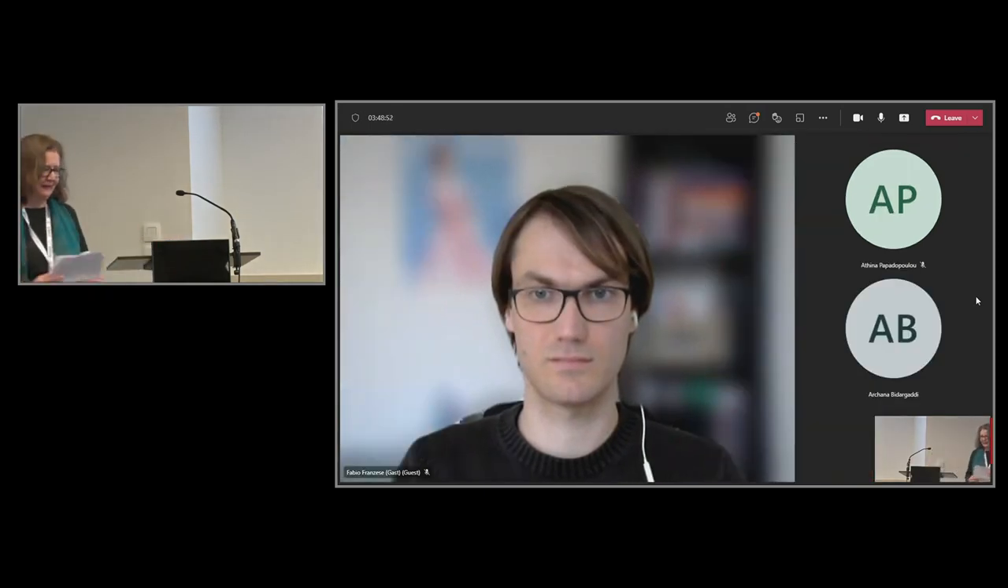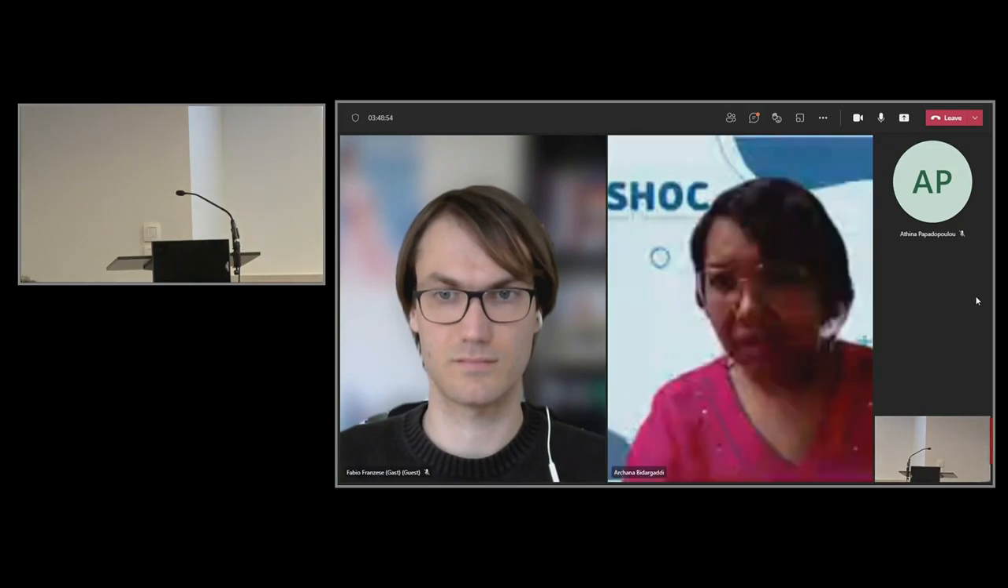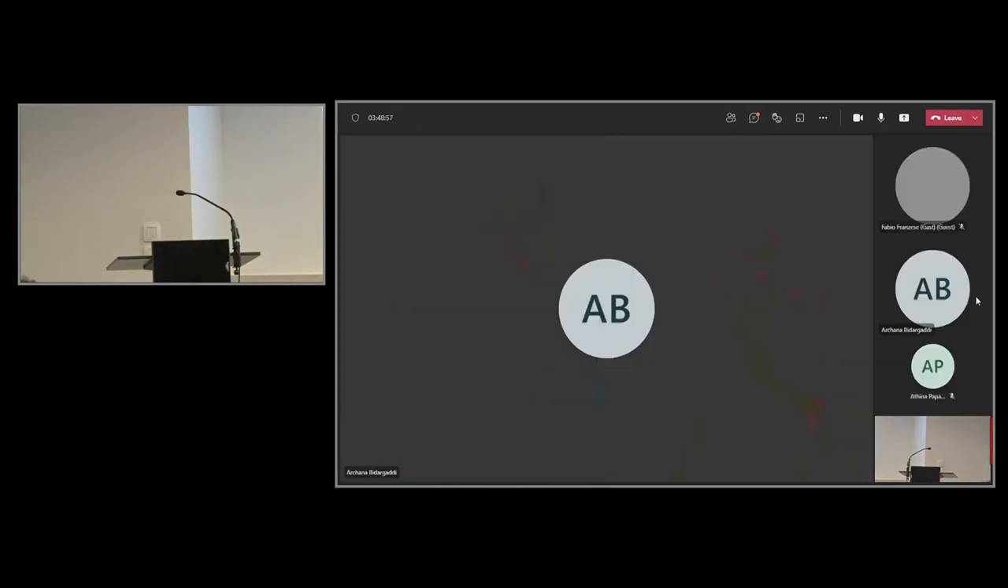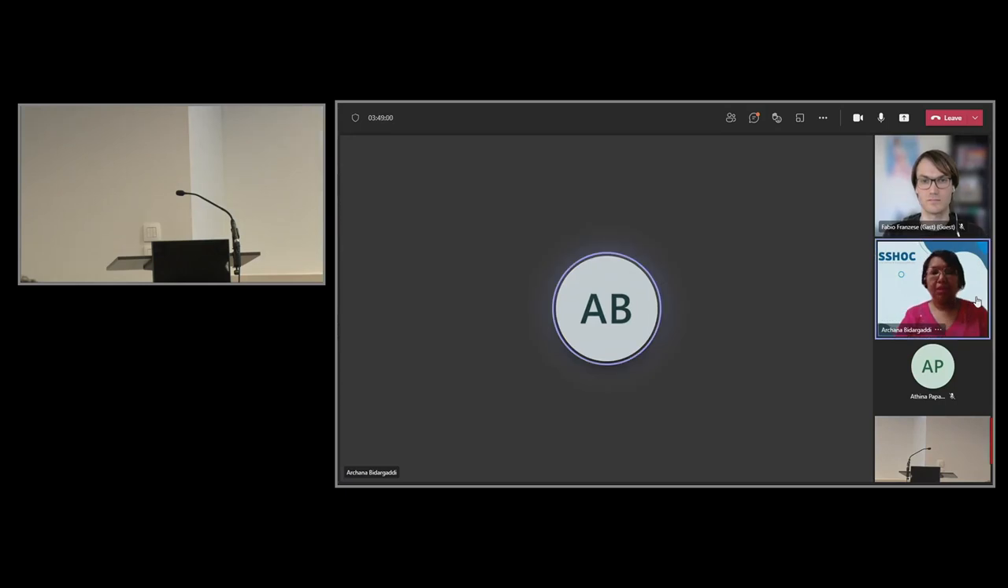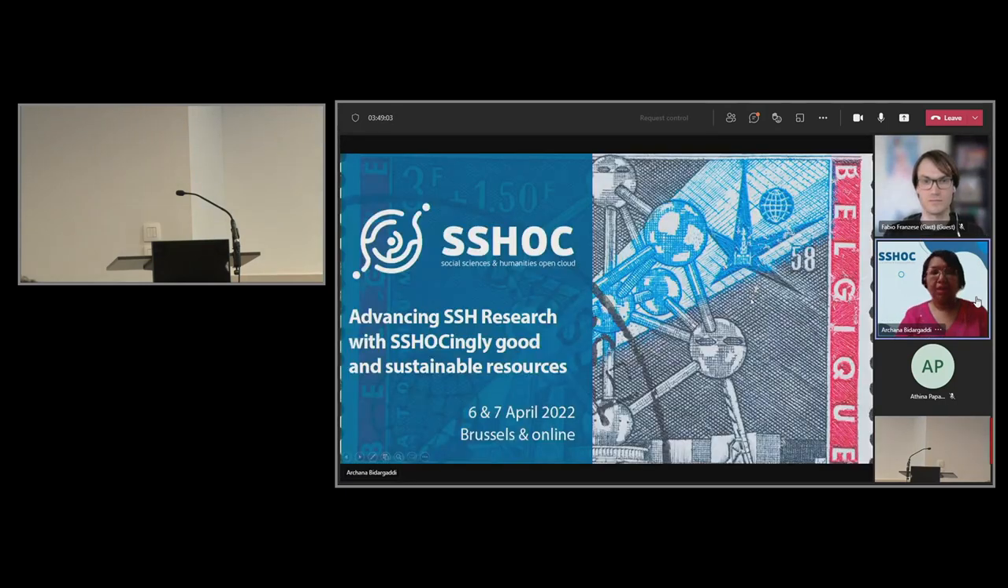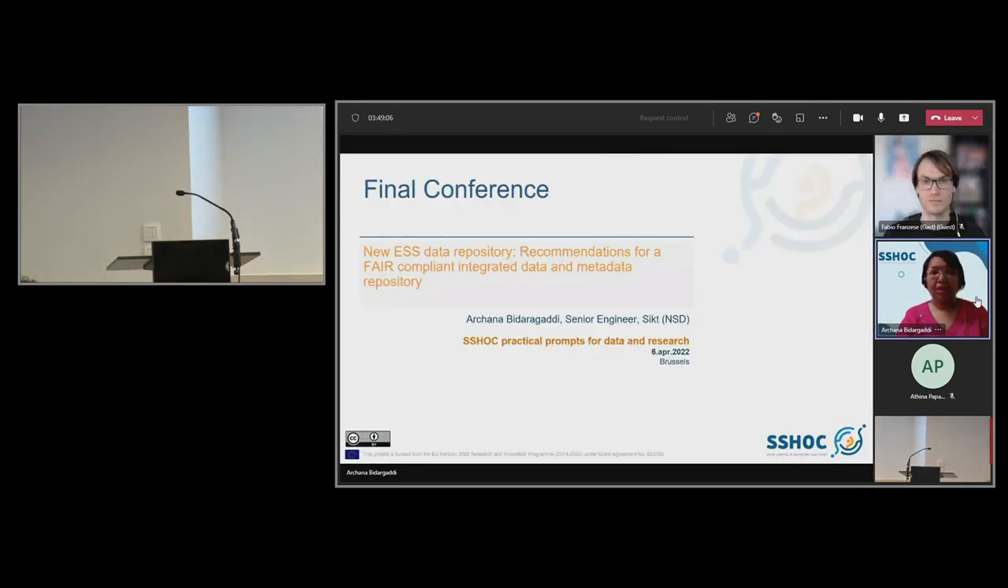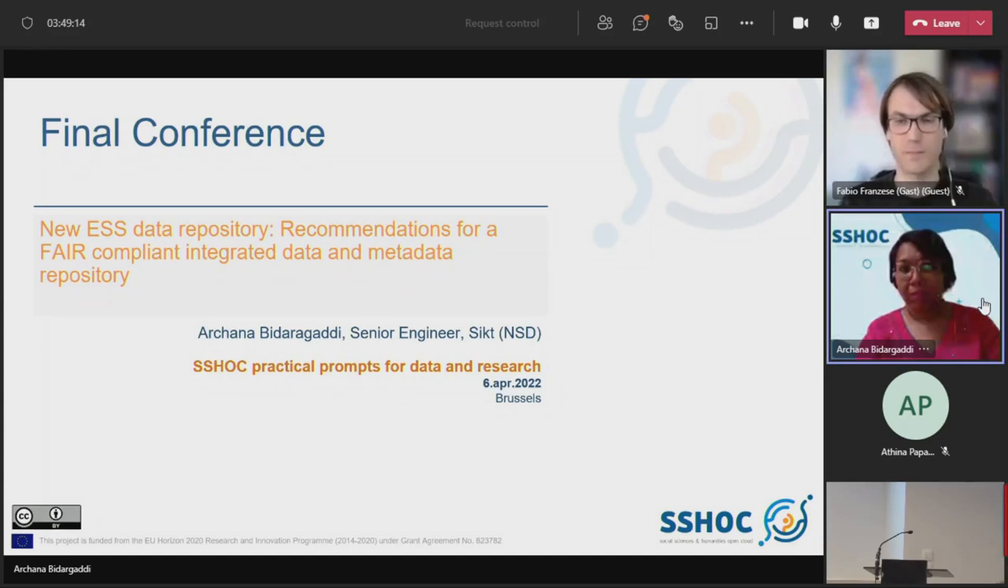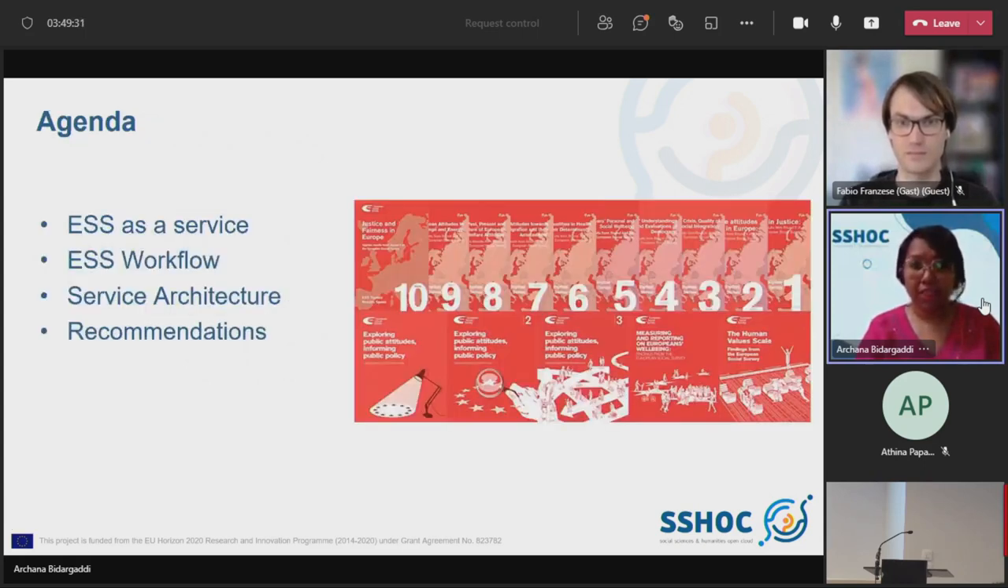Thank you, Bodil. So we worked for the last couple of years on task 5.5 to make the ESS data repository, ESS as a service. The whole idea of this task was to make ESS data more FAIR compliant and also accessible, both for humans and machine actionable. And the agenda today, what I would like to talk about is, first of all, ESS as a service, what it is.